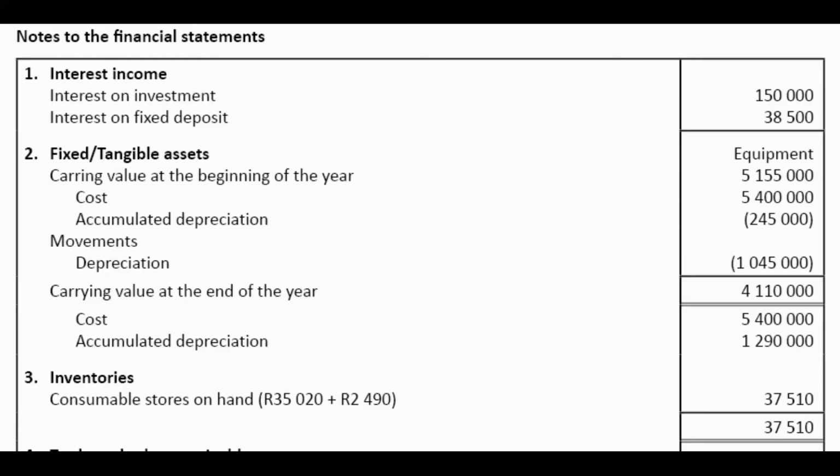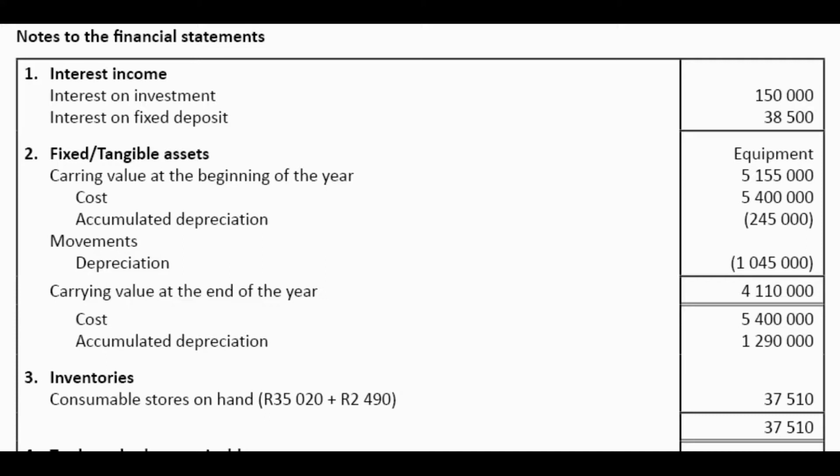And that is also the same amount as if you take the cost price and you deduct the accumulated depreciation. And the accumulated depreciation was the depreciation at the beginning of the year. It was 245,000, and we added this year's depreciation of 1,045,000. If you add those two amounts, you get 1,290,000. If you deduct that from the cost, you also get that same amount of 4,110,000. Okay.